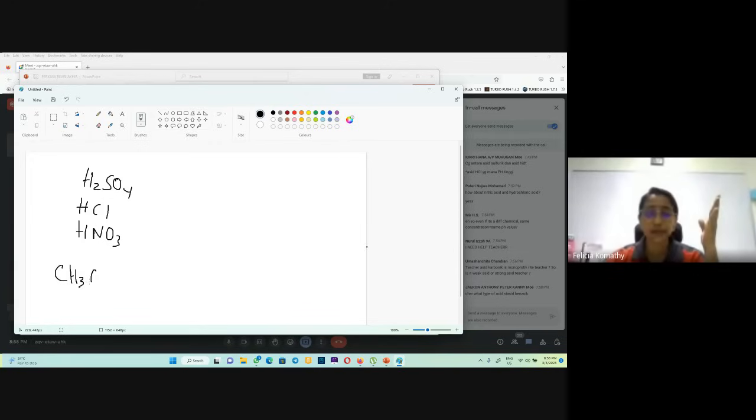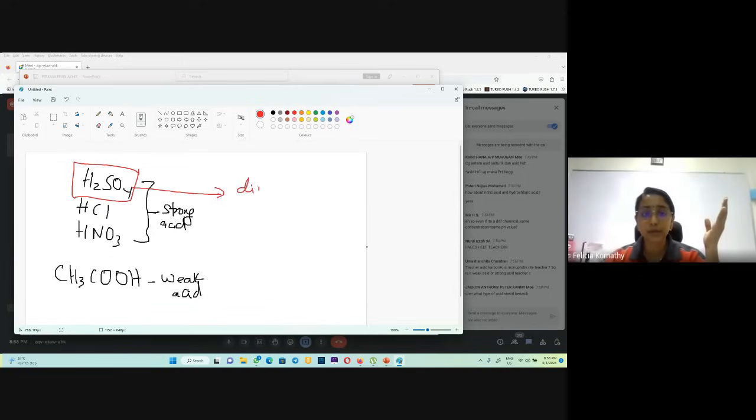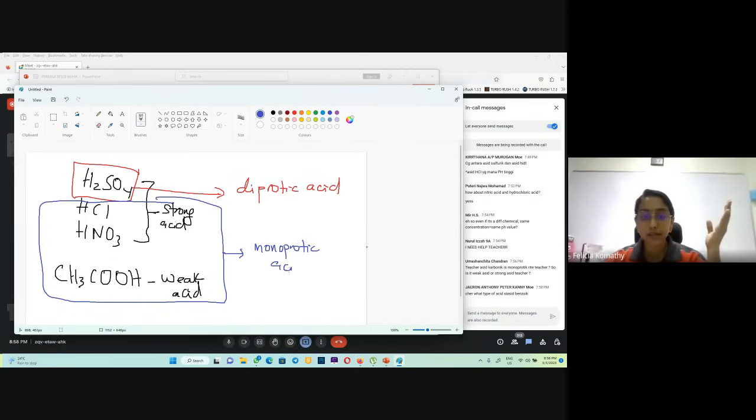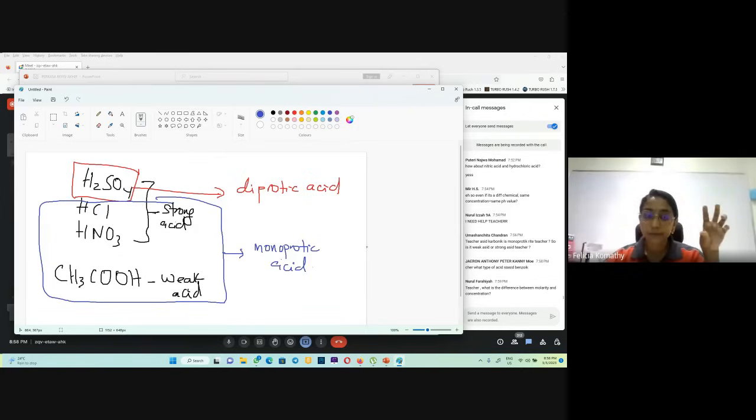Beside that, carboxylic acid. Remember, this is weak acid. Okay, this is all strong acid. But the special of this is sulfuric acid is a diprotic acid. And the rest of the acids, all of them are monoprotic acid. Get yourself very clear about this. Only this is your scope for your SPM. Get it? Can? Can, teacher.